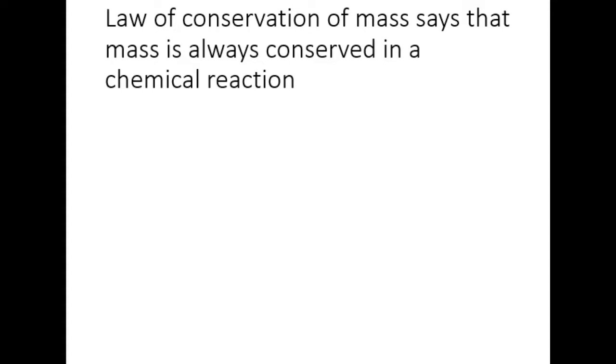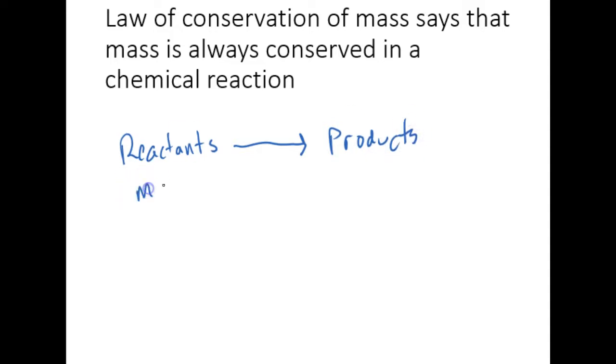Next concept. Law of conservation of mass says that mass is always conserved in a chemical reaction. So at a general reading of this, what they're saying is that if you've got some reactants and a chemical reaction, and they form some products, the mass of what you put into the system is going to equal the mass of what you get out of the system, what you get out of the reaction. And this will hold true for any regular chemical equation if it's not nuclear based. So the mass of the reactants equals the mass of the products.